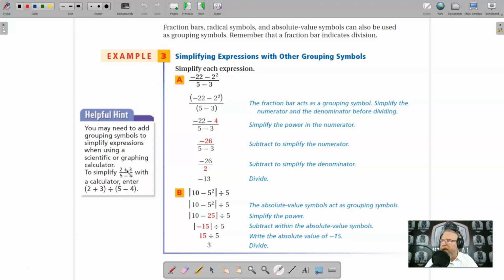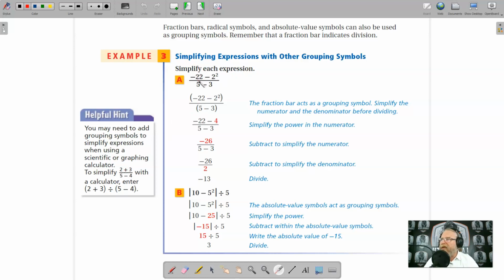So notice that the fraction originally does not have grouping symbols, but yet the fact that this is a fraction means the numerator has to be simplified as much as possible, then the denominator simplified as much as possible, then you can do the division that exists between the numerator and the denominator. So even though we don't have the parentheses at the numerator or the denominator, we understand that the numerator has to be simplified, the denominator has to be simplified, and then we can go ahead and do the division that the fraction bar implies. So let's go ahead and work this one out here.